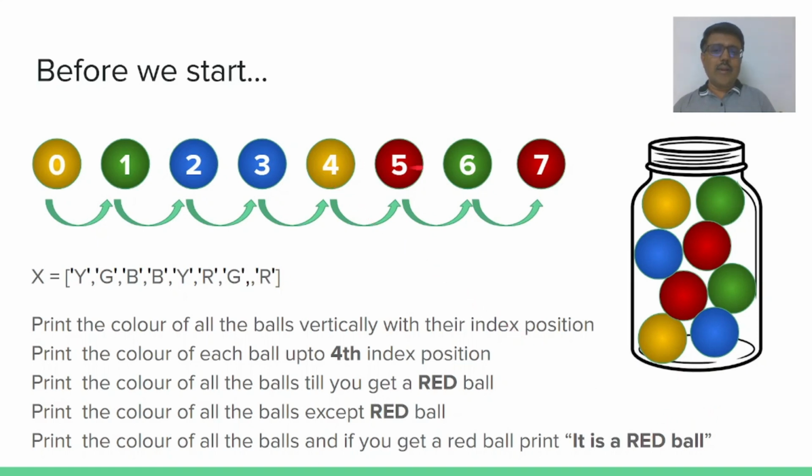And here, suppose the red color ball comes, and after that you don't want to continue, then there is one more control statement called break. So in this entire exercise, we will be learning what a for loop is, what a while loop is, and what control statements like continue, break, and pass are. That's what we'll be learning.